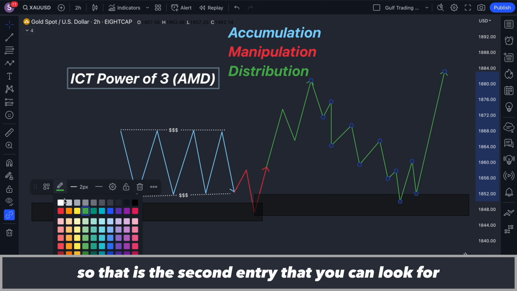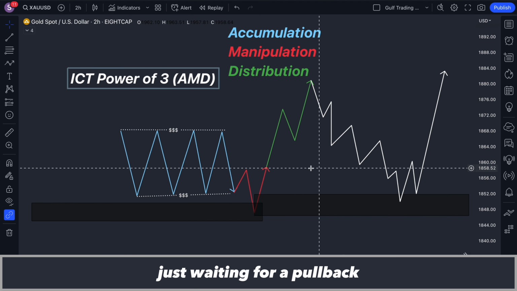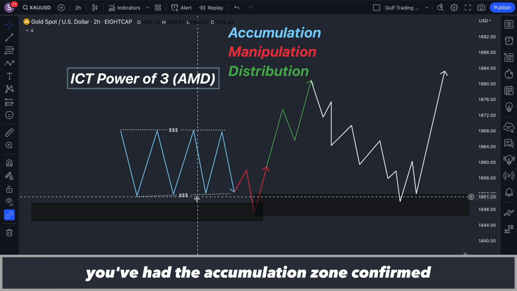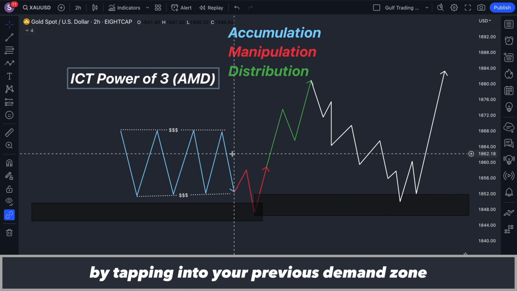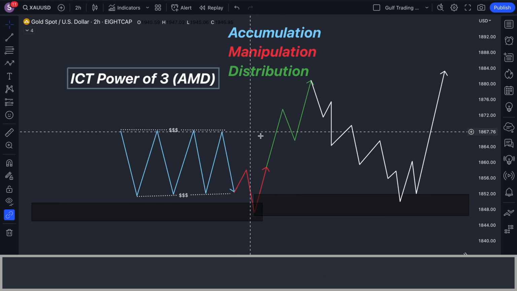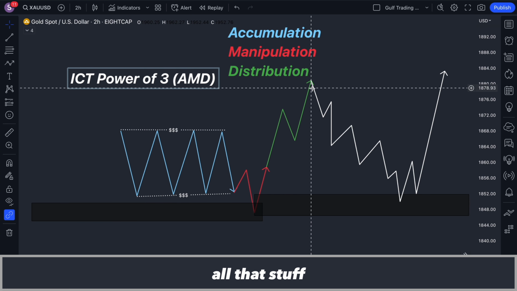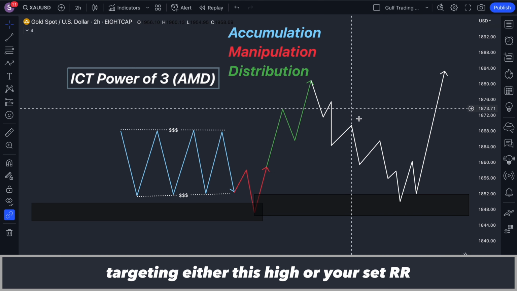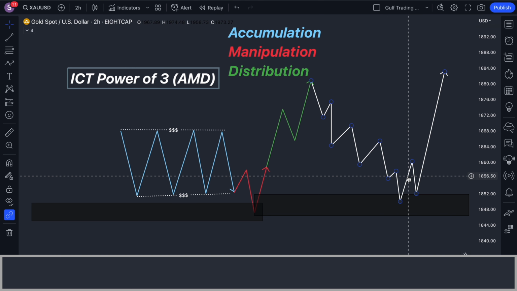So that is the second entry that you can look for, just waiting for a pullback, and this is basically a confirmation entry. You've had the accumulation zone confirmed by tapping into your previous demand zone, and then shooting up, breaking structure, change of character, all that stuff, and then you're waiting for price to come back down into your zone and take off again, targeting either this high or your set risk reward.